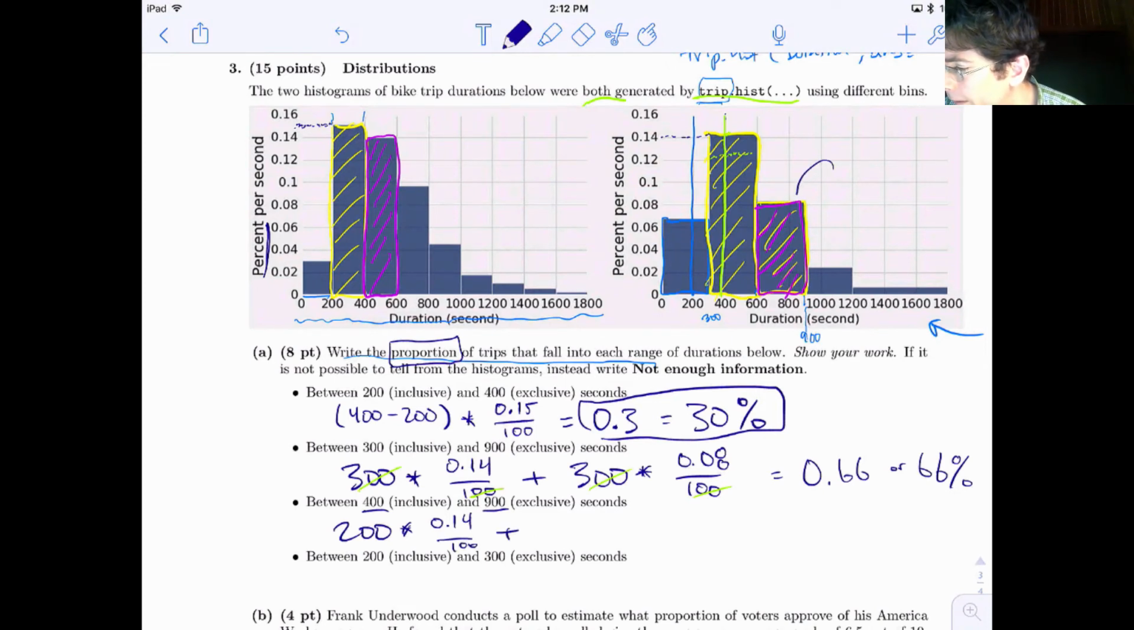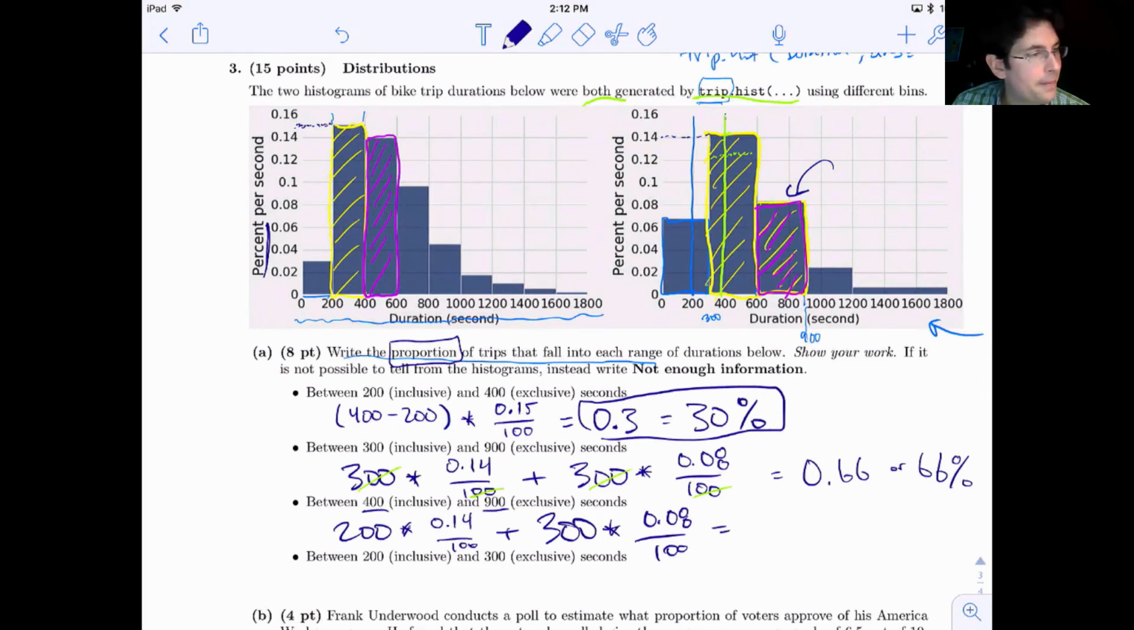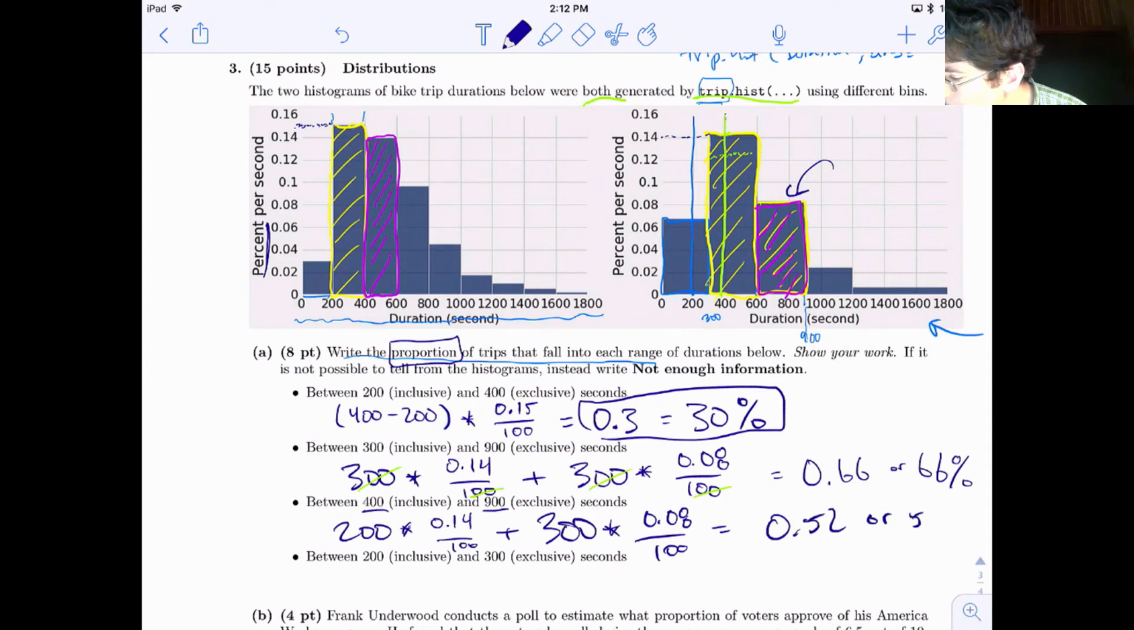And the one on the left, on the right here, is width 300, and its height looks like 0.08% again. So if you work out the math, this comes out to 0.52 or 52%. Okay, last one. Between 200 and 300.